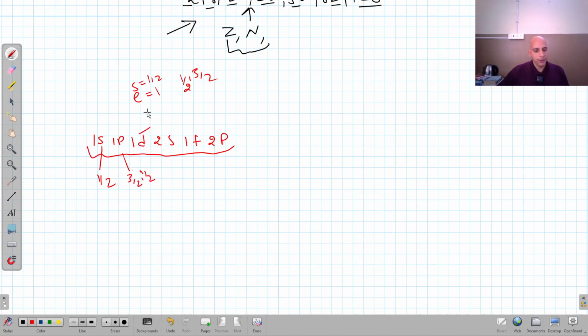Similarly for D you will have 5/2 and 3/2, and for F it is 7/2 and 5/2, and for P 3/2 and 1/2. So first of all we have to remember this sequence: 1s, 1p, 1d, 2s, 1f, 2p.